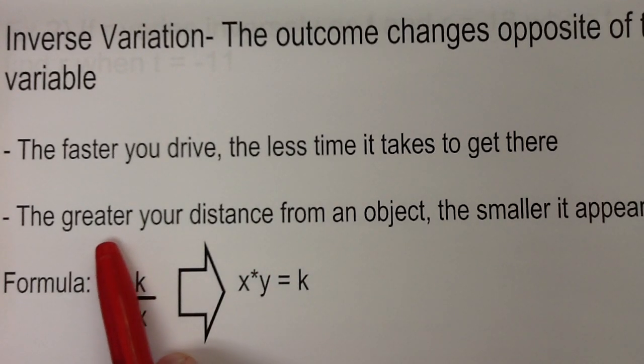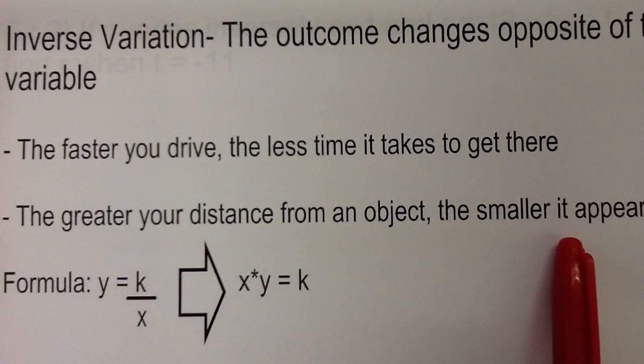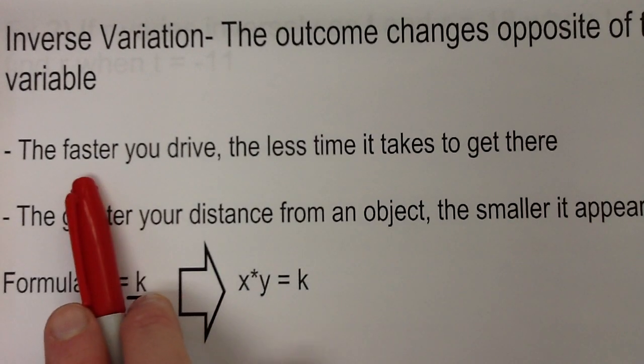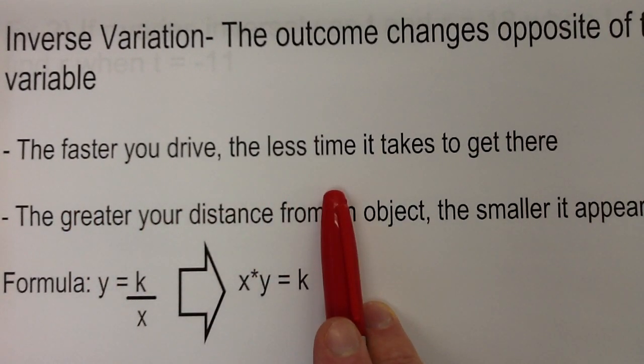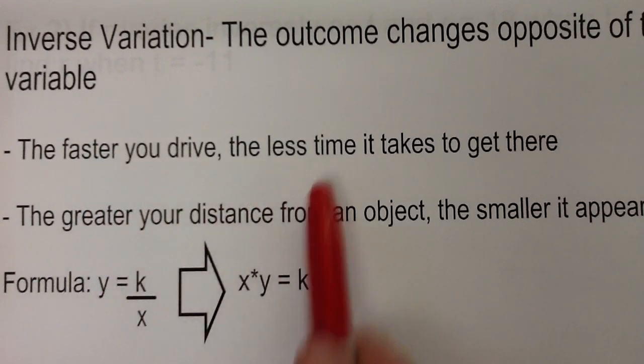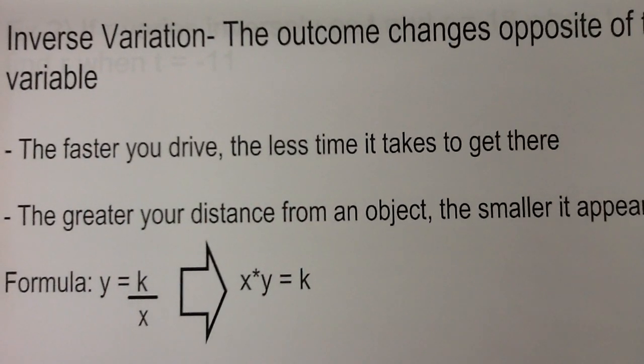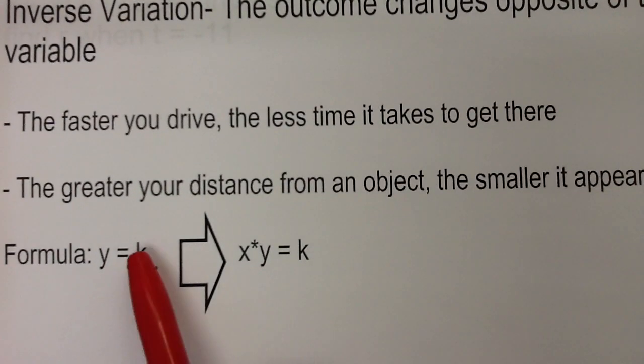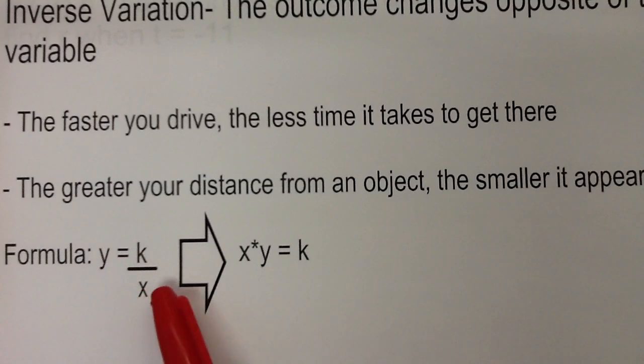Okay. The bigger your distance, the smaller the thing looks. Or the faster we're driving, the less time. So faster speed, smaller time. Formula, in this case, y is k divided by x. The way that works is if k gets bigger, to keep everything balanced, y is going to have to get smaller. Or if x gets smaller, y would have to get bigger.